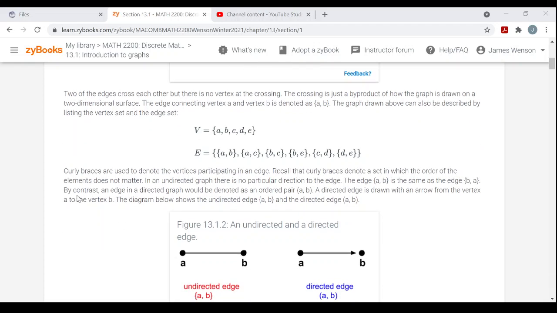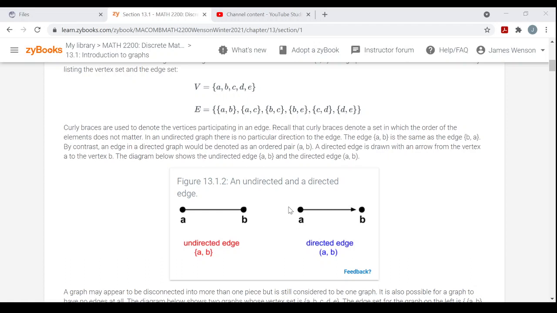But remember, when we saw directed graphs earlier, an edge in a directed graph was an ordered pair with parentheses because it mattered. Right? In a directed graph, the ordered pair A comma B meant there was an arrow going from A to B. And the ordered pair B comma A would be the other way around, a totally different edge. Right? So directed edges had order mattering.